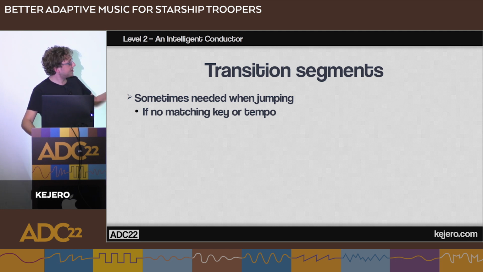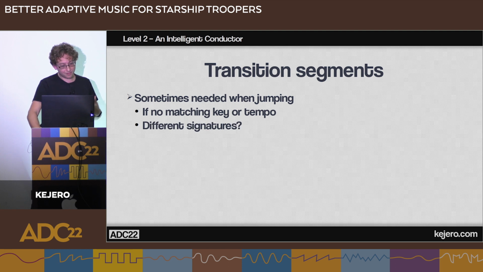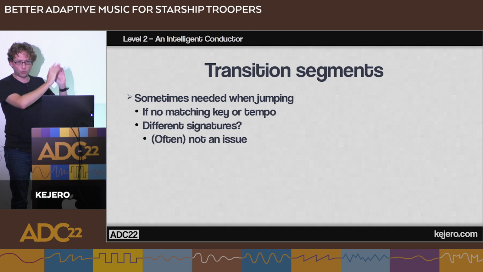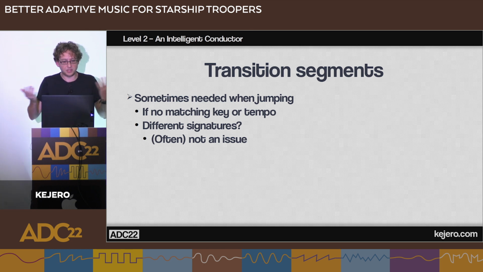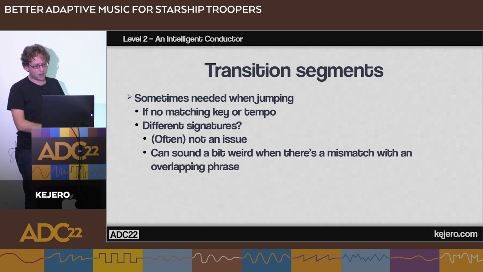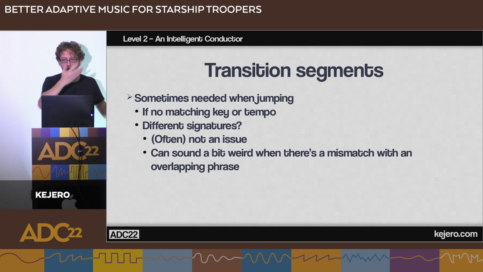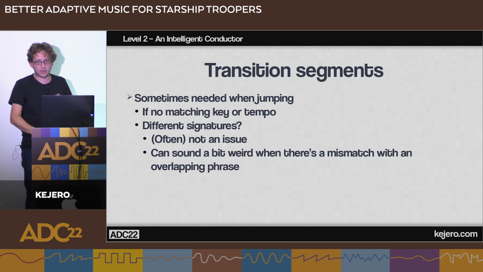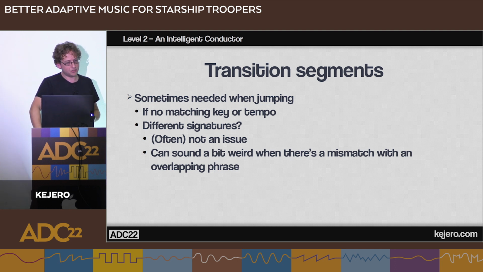That is if there is no matching key or the tempo is different. If the signature is different, that's usually not much of a problem. Imagine going from 4 beats in a measure to 3 beats if the tempo is the same. That'll usually sound just fine. It might sound a bit weird though if there is a phrase playing in 4/4 and you cue up some 6/8 measures after that. In that case, you might consider writing some dedicated transition segments as well.